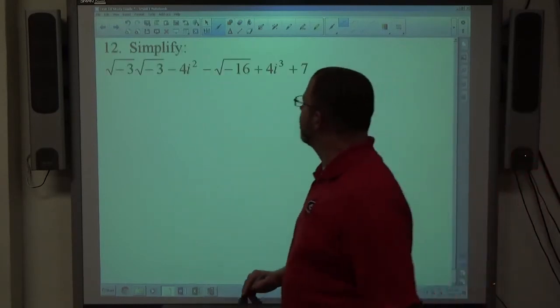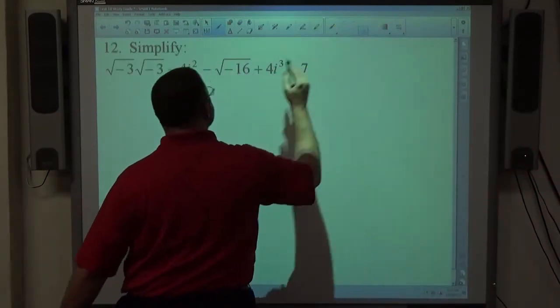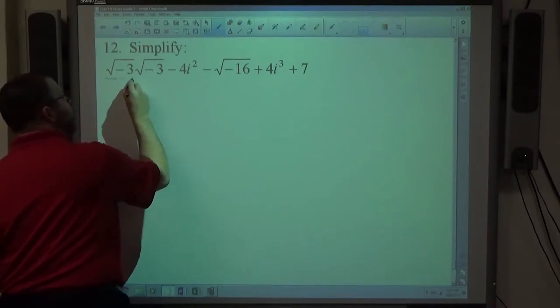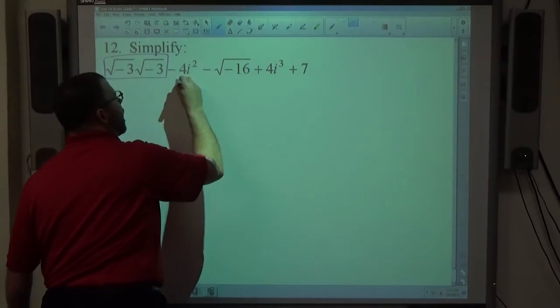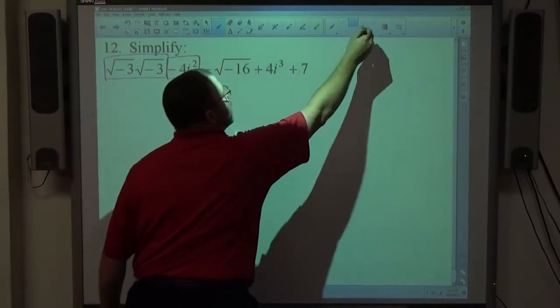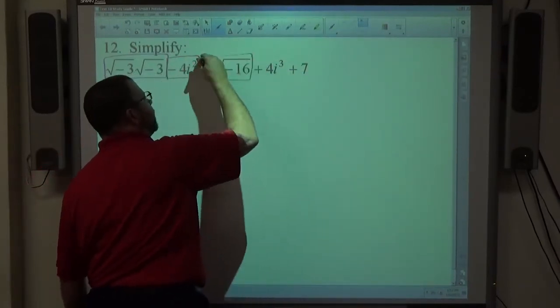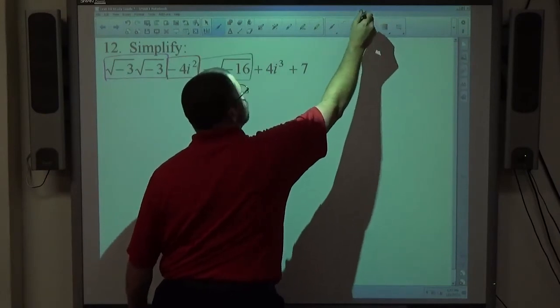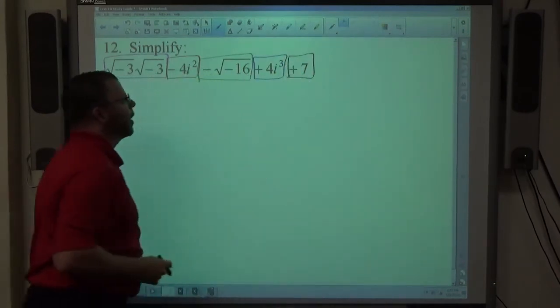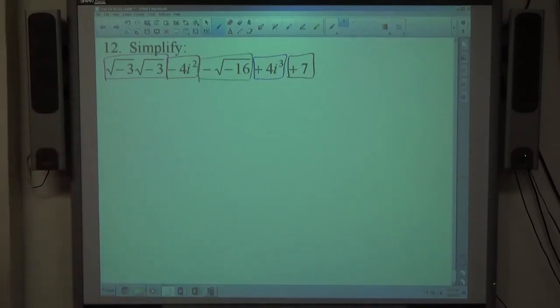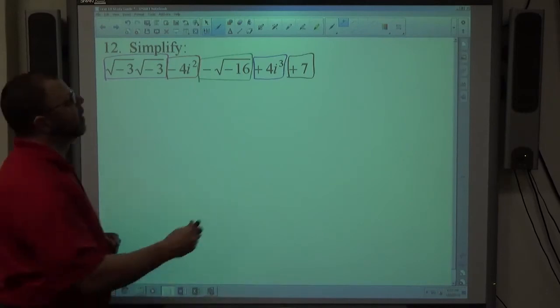Number 12, once again, simplifying complex numbers. These guys are being multiplied together. It's being subtracted by this guy. It's being subtracted by this guy. It's being added to this guy, which is being added to 7. So basically we have 5 pieces to this problem. Each piece needs to be fixed individually, if at all. The plus 7 is perfectly fine. Everything else has some fixing to be done.